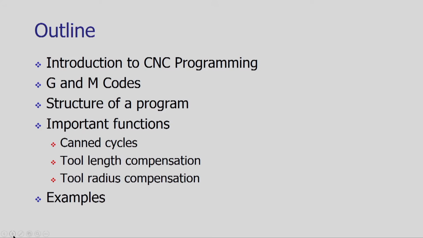To write simple CNC programs, we first need to know the meaning of G and M codes. G and M codes are nothing but the preparatory and miscellaneous codes. What are the various building blocks of a typical program? What is the structure of a CNC program? There are various important functions used to develop a CNC program, and these are the canned cycles, tool length compensation and tool radius compensation.